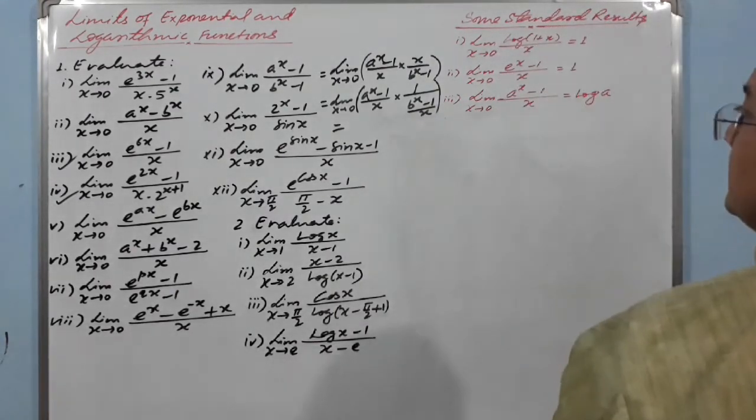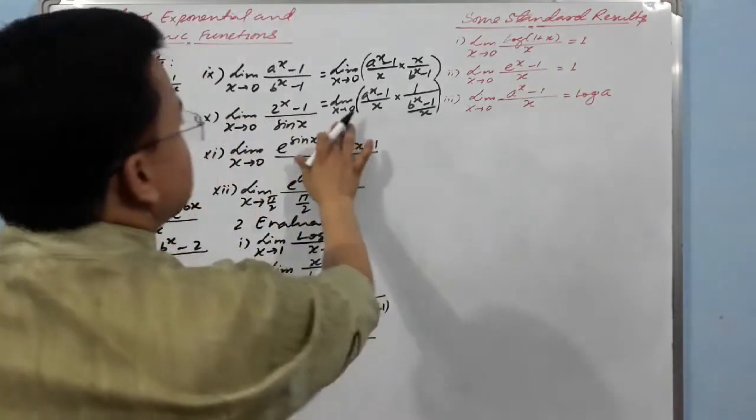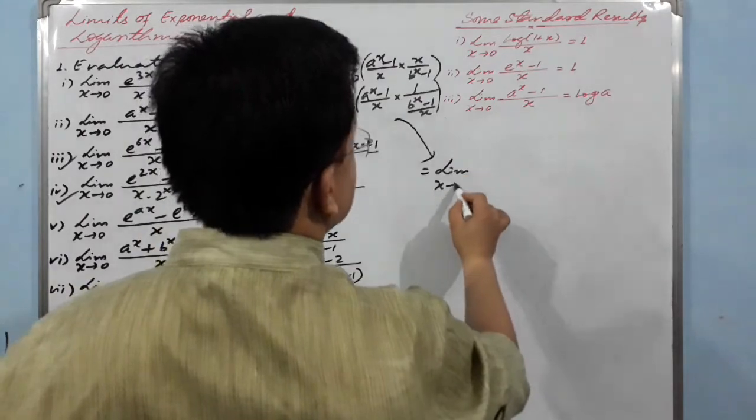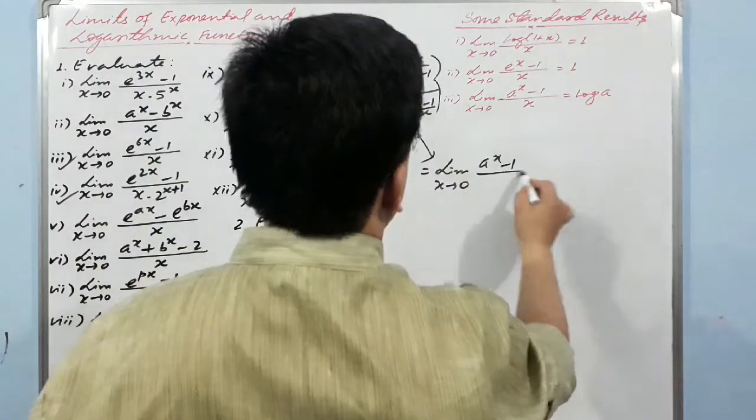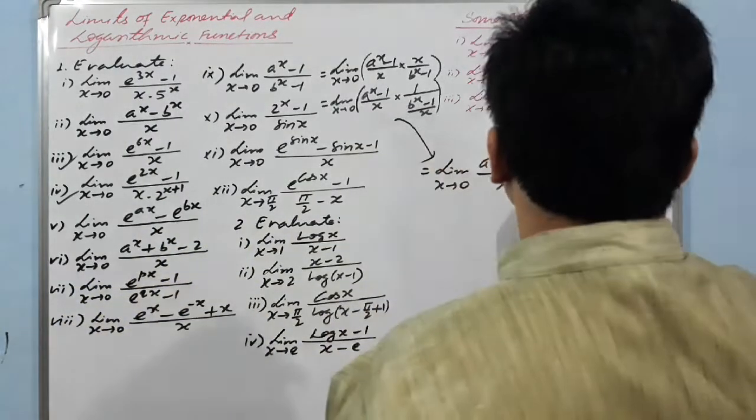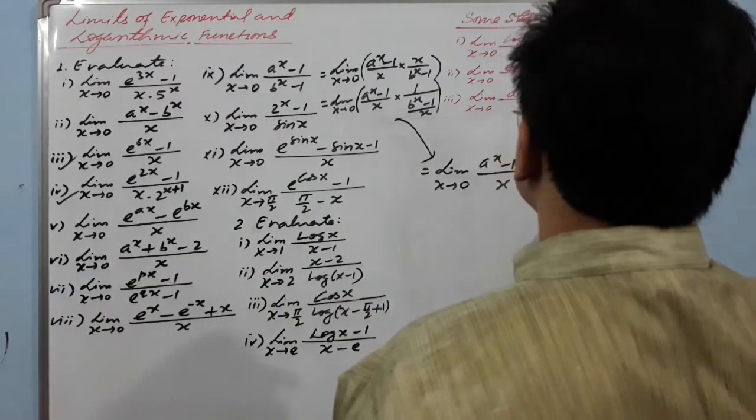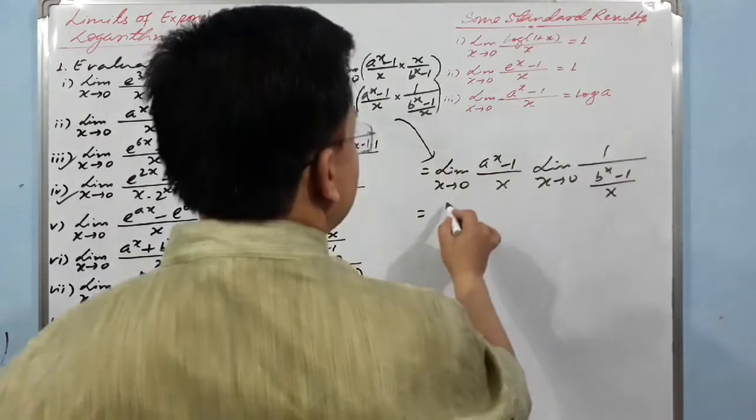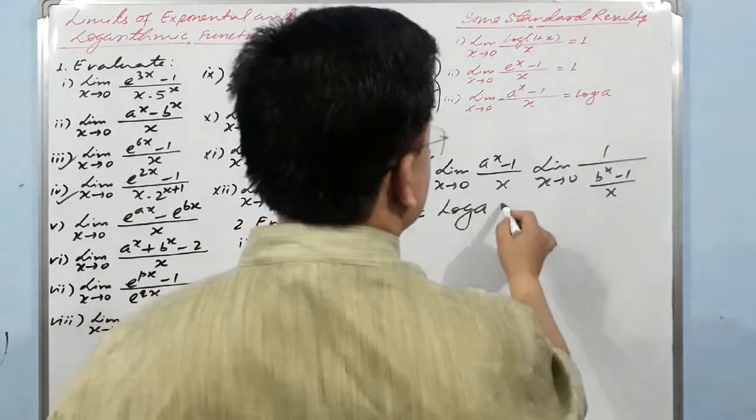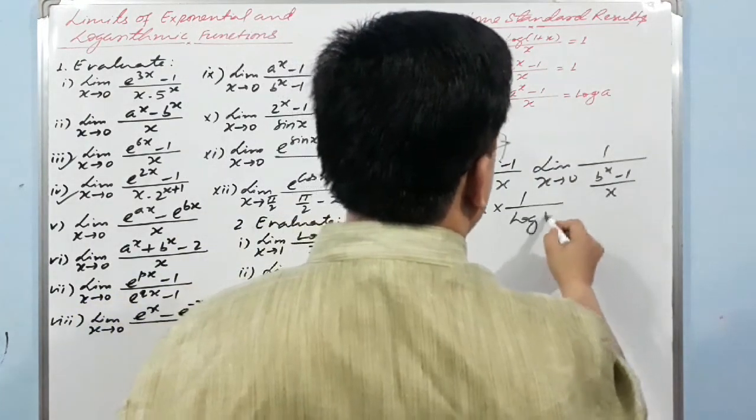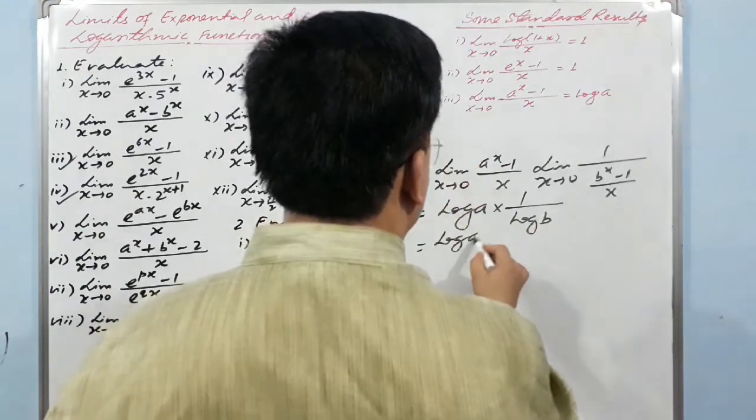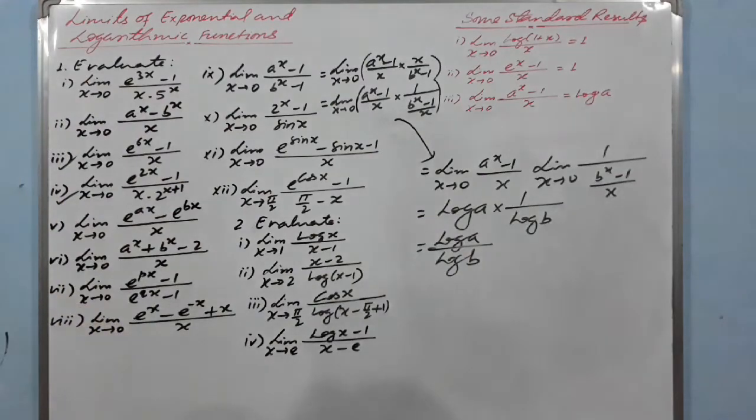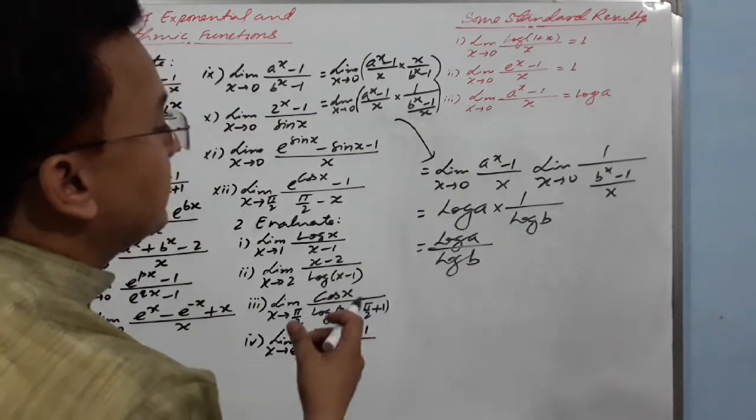So you are okay. Let me tell you, after this you can move here. It is equal to the limit as x tends to 0 of a^x minus 1 over x, into the limit as x tends to 0 of 1 over b^x minus 1 over x. You are going to get log a times 1 upon log b. So log a upon log b. This is the result.